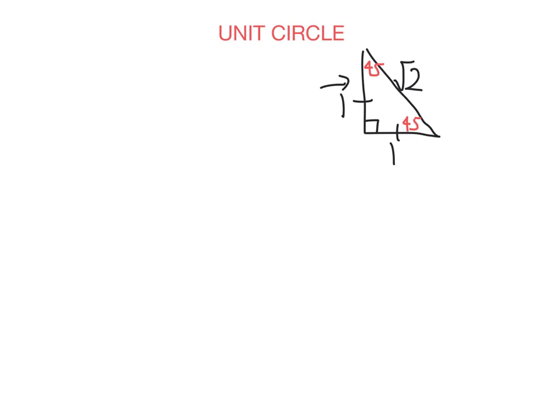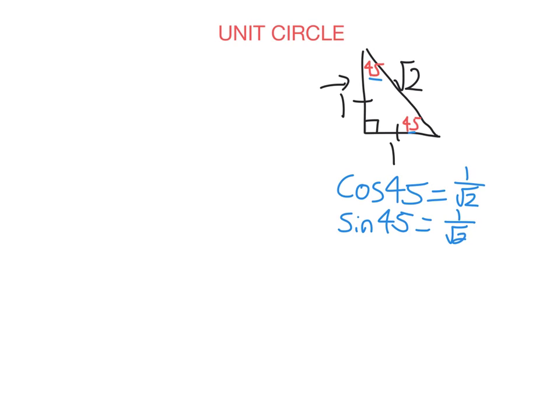So from this I can come up with some exact values. In other words, I'm not going to use decimal numbers to evaluate these. So cos of 45, it doesn't matter whether you use this 45-degree angle or that, is the adjacent over the hypotenuse. Sine 45 is the same. It is opposite over hypotenuse. It doesn't matter which one you use. Tan 45 is going to be opposite over adjacent, so it's 1 over 1.